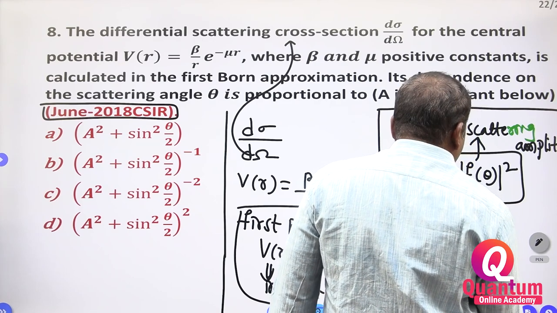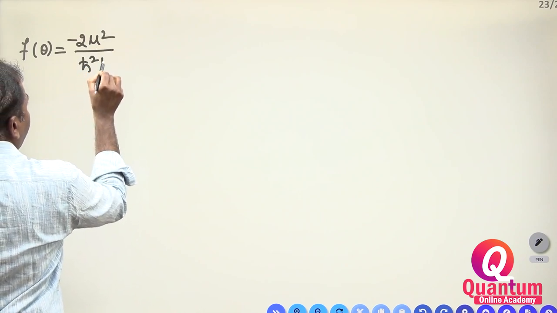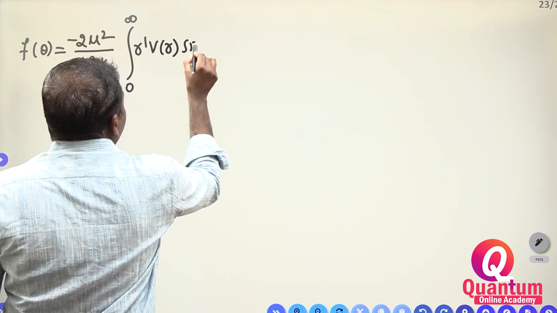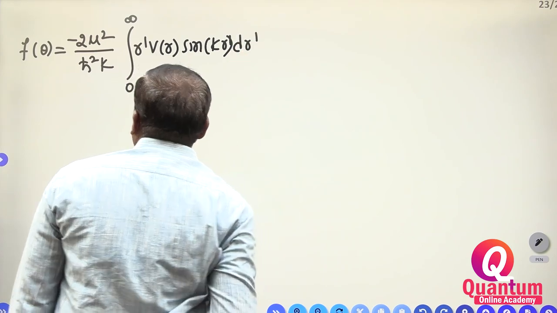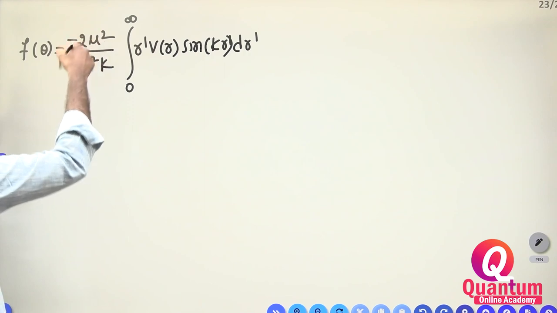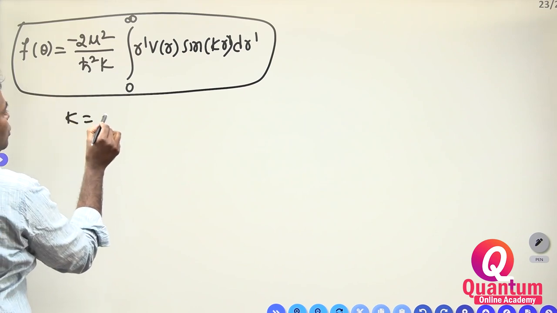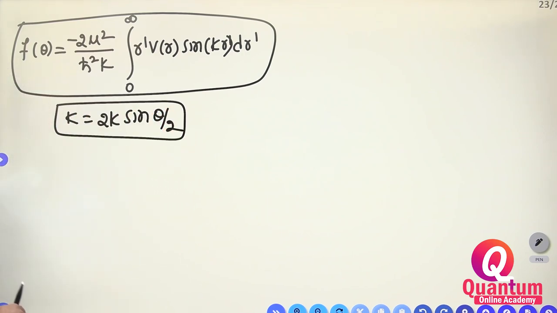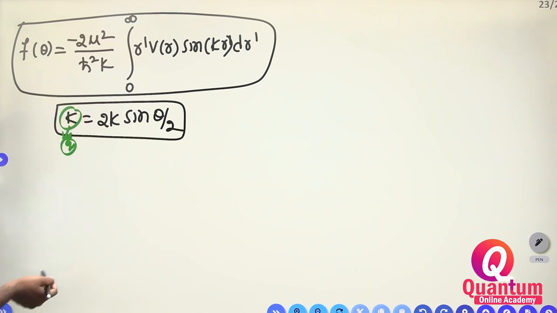How do we calculate it? We know the formula, then only we can calculate. The scattering amplitude f of theta is equal to minus 2 mu square by h cut square into 1 by k, integral 0 to infinity r dash V of r into sin k r dash into d r dash, you have to write. We don't need these constants. This is the scattering amplitude formula, where k is equal to 2k sin theta by 2. This is another formula; you remember these two formulas, right? Some books write q instead of k, but whatever it may be, we have to represent that.